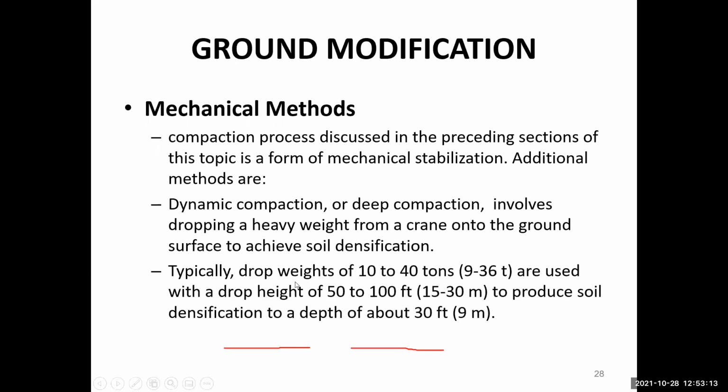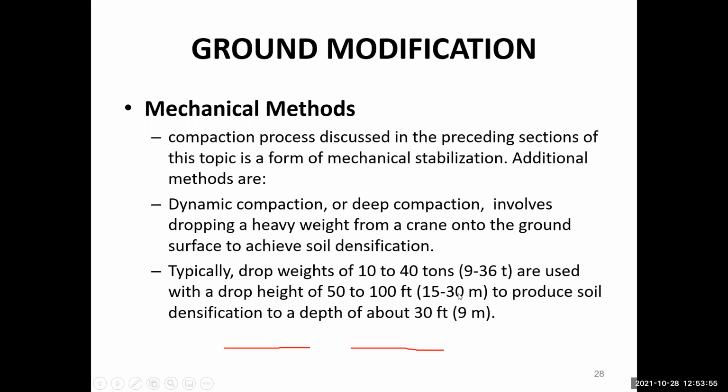Typically, drop weights of about 10 to 40 tons, that means in SI units 9 to 36 metric tons, are used with a drop height of about 50 to 100 feet, 15 to 30 meters, to produce soil densification to a depth of about 9 meters. So this is quite a very large scale operation. It may produce quite a lot of noise as well when such a heavy weight is dropped from such a height.